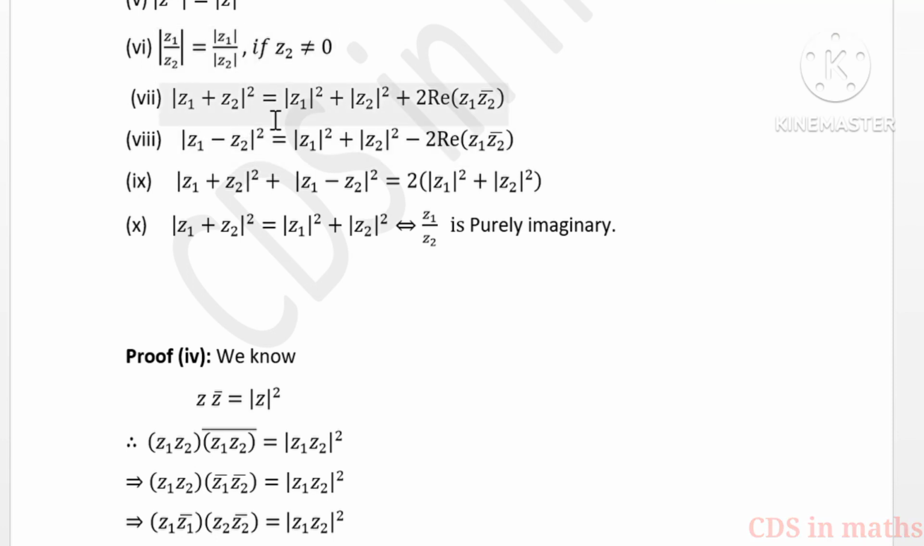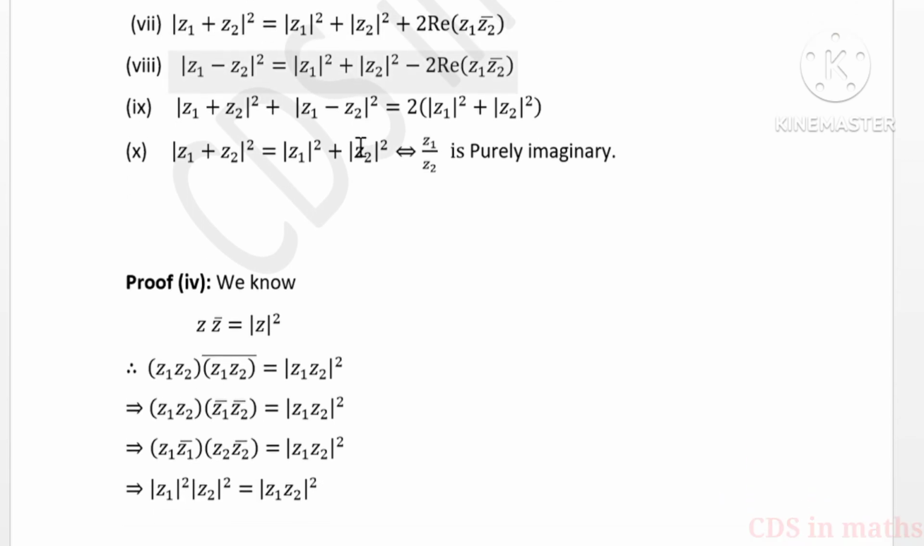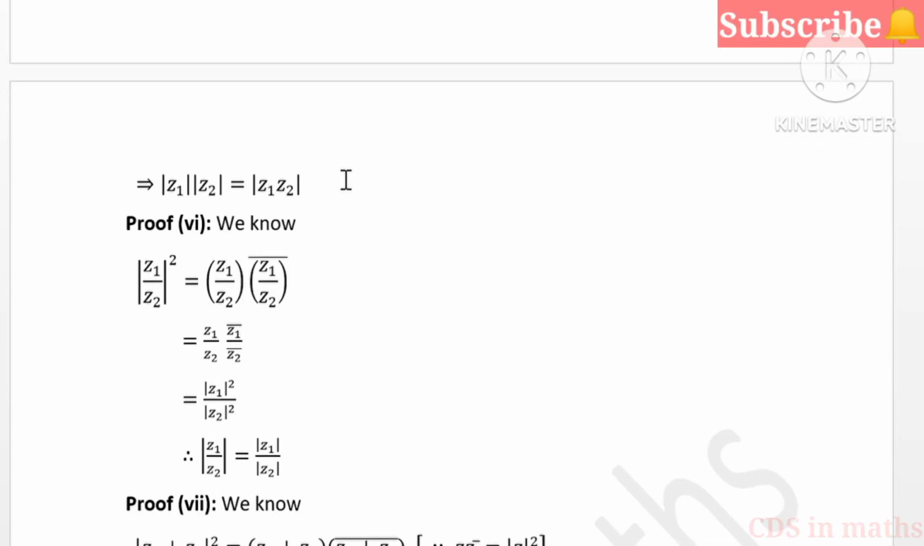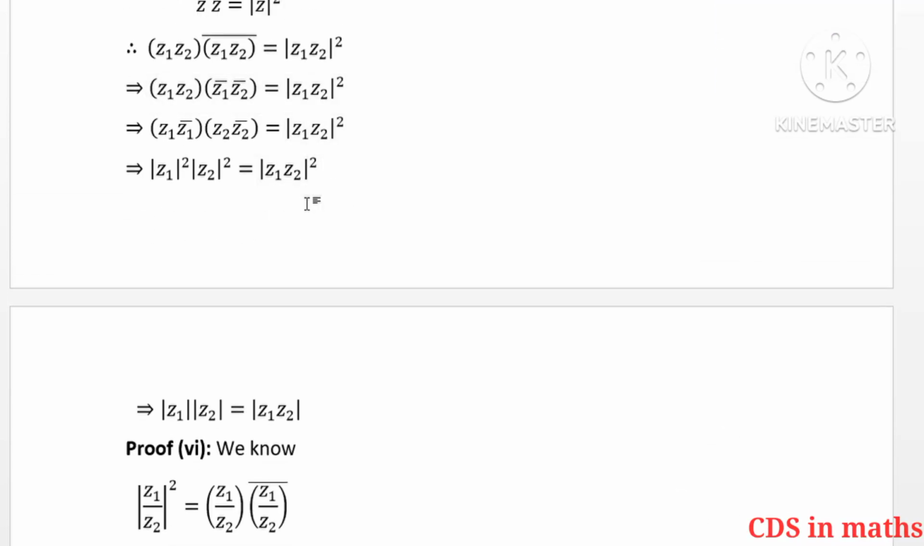Now this is like your (a plus b) whole square identity, but it is not (a plus b) whole square, it is mod of (z1 plus z2) whole square. So it is equal to mod of z1 square plus mod of z2 square plus twice real part of z1 into z2 bar. These few properties are not much important from the NDA point of view, even from the CBSE class 11 standard. So property 4 I explained. Here the proof is also given, you can see it is very easy.